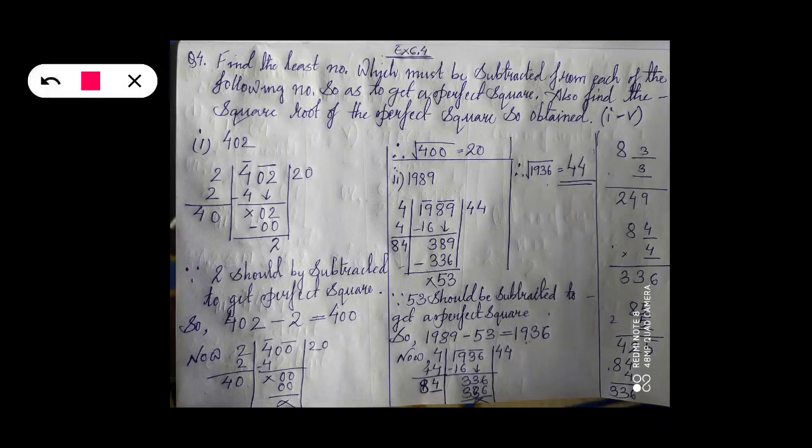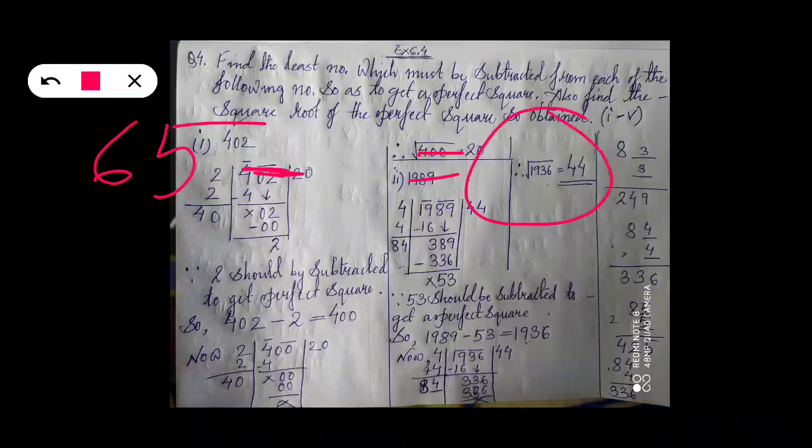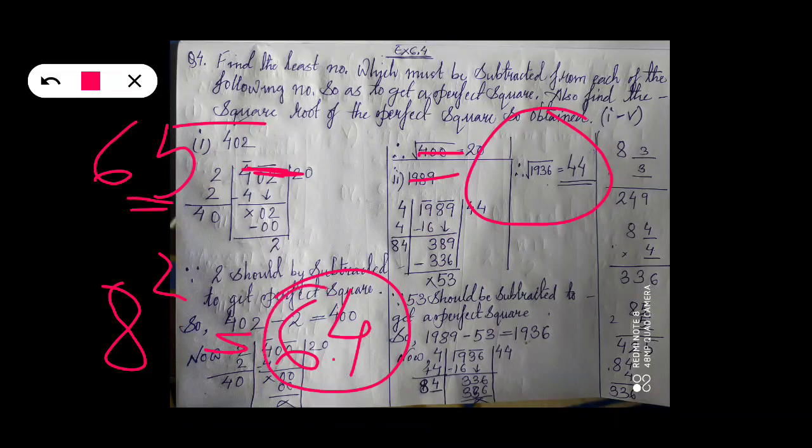Suppose I have a number, say 65. So what should be subtracted from 65 so the number so obtained is a perfect square? We know 8 square is 64. 8 8s are 64. So if we have, in place of 65, if we have 64, then it is a perfect square of 8, isn't it? So to get 64, what should be subtracted from 65? 1 should be subtracted. So we get 64.